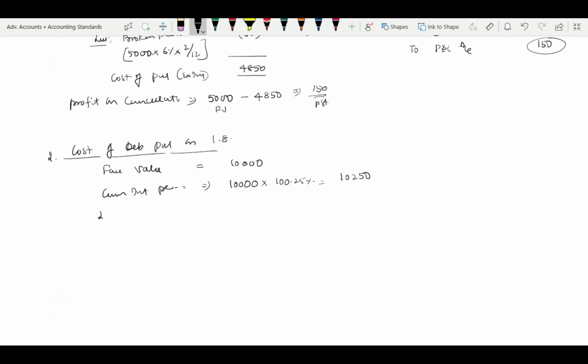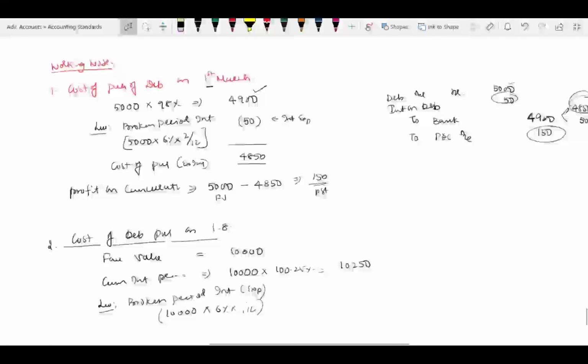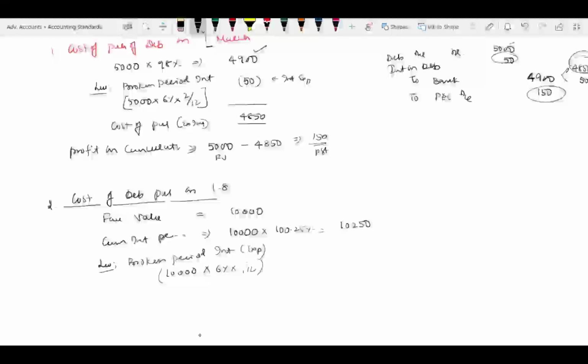So less broken period interest, this is an expense which I have paid now. So it is 10,000 into 6% into 6 by 12. Sorry, not 6 by 12. Interest was declared up to June, so July, August, that's all. We purchased on 1st August. Therefore, 1 by 12, which amounts to again 50.